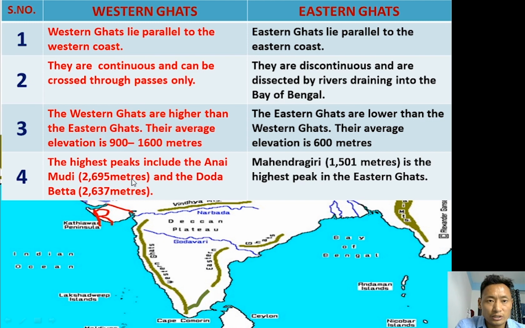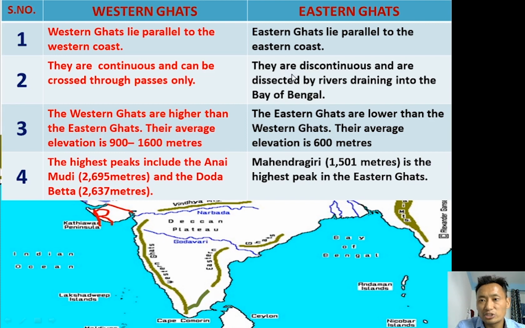Western Ghats are more continuous. This hill range is more continuous as compared to Eastern Ghats, and we can go from one point of Western Ghats to another point through passes only. Passes means navigable routes.